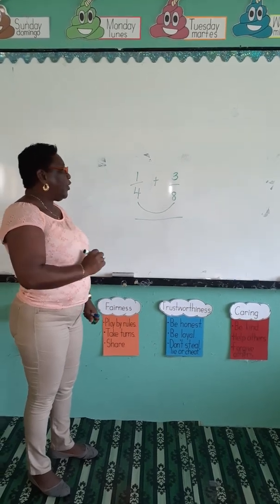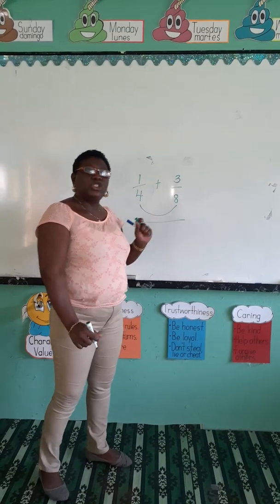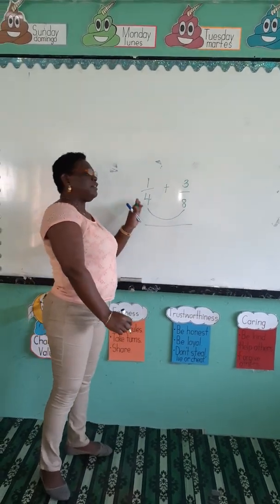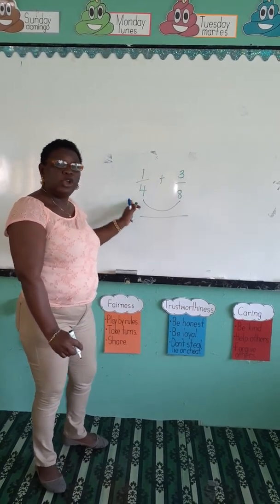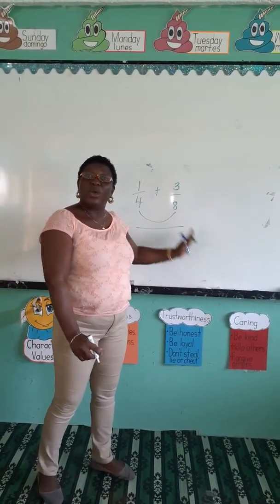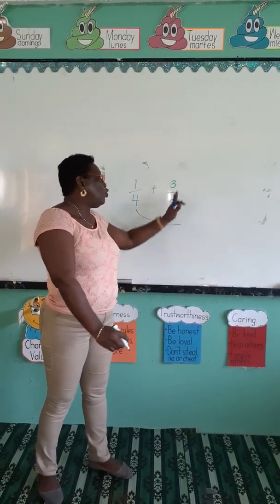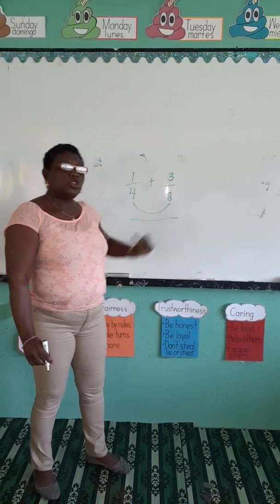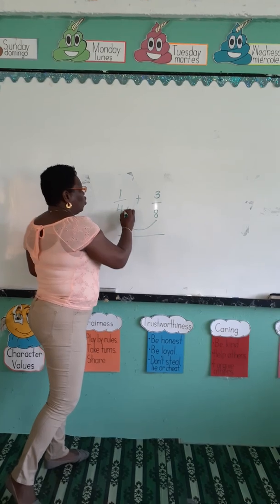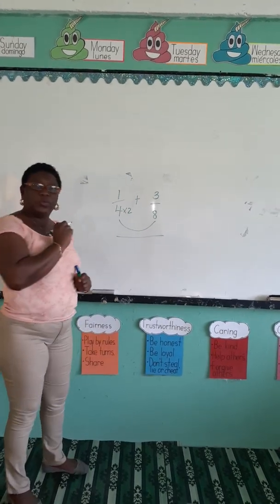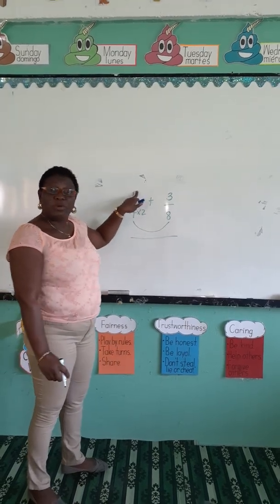Which is the bigger denominator? 8, of course. And so let us go back to 4 and see if there's a number that when you multiply it by 4, you get 8. Always look at the smaller denominator and see if there's a number that will give you the bigger denominator. So what times 4 will give us 8? 2.